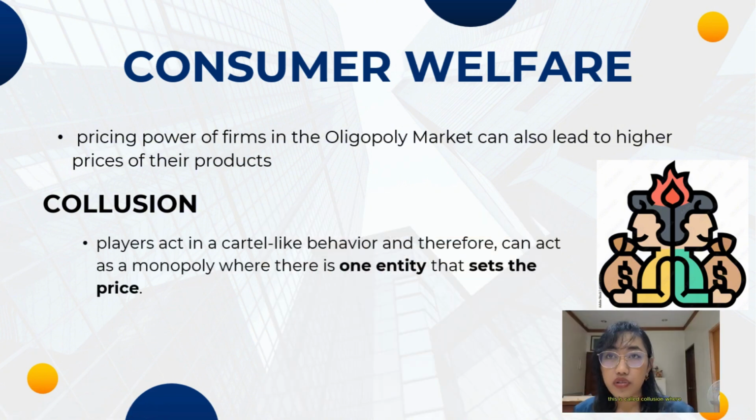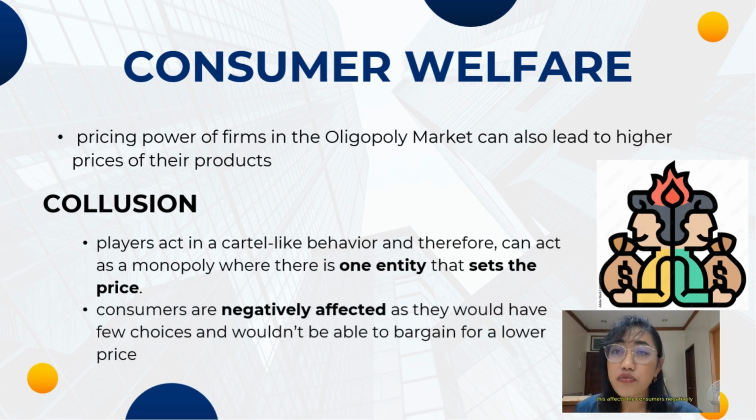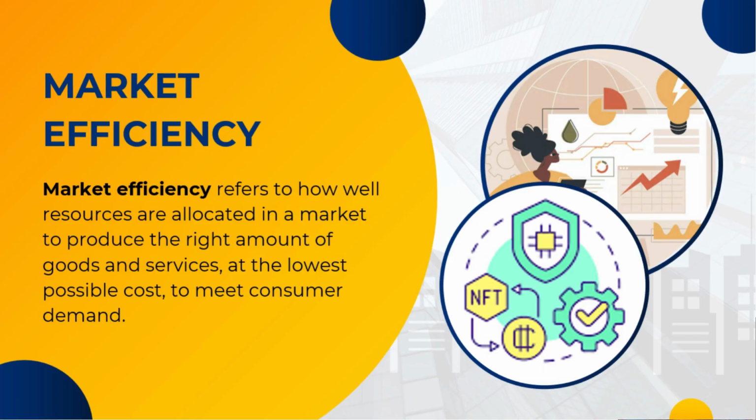This is called collusion, where oligopolists coordinate with each other to maximize their joint profits. This affects the consumers negatively as they would have few choices and wouldn't be able to bargain for a lower price. Market efficiency refers to how well resources are allocated in a market to produce the right amount of goods and services at the lowest possible cost to meet consumer demand.